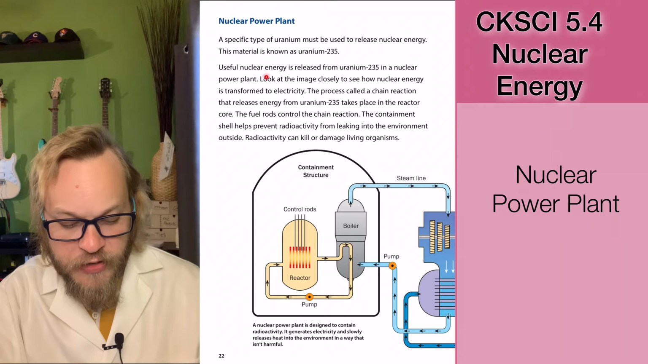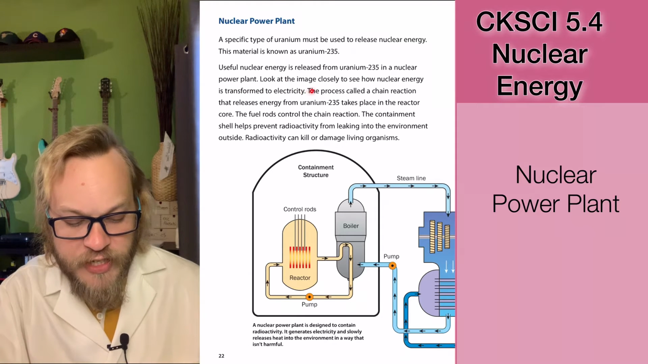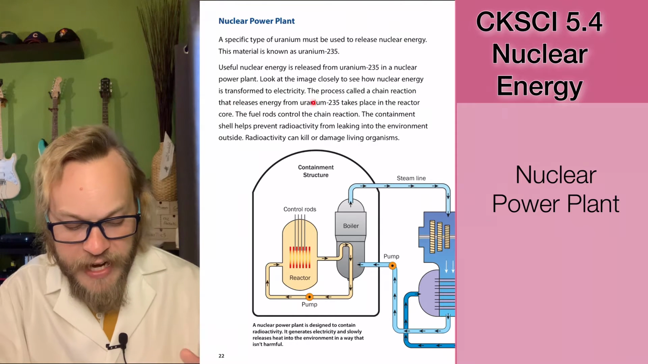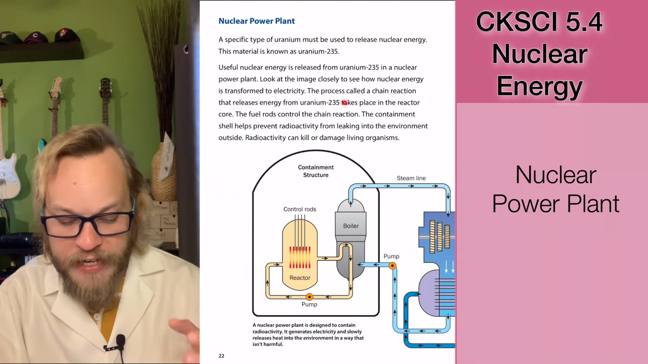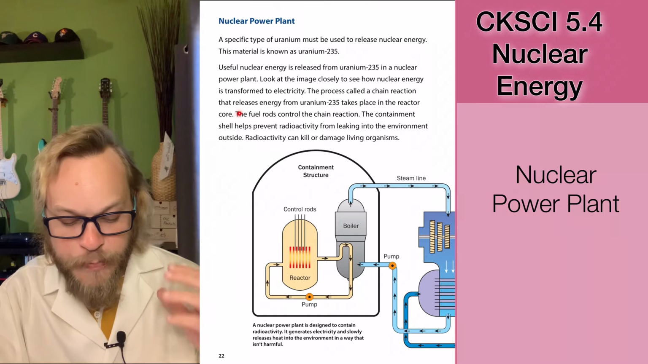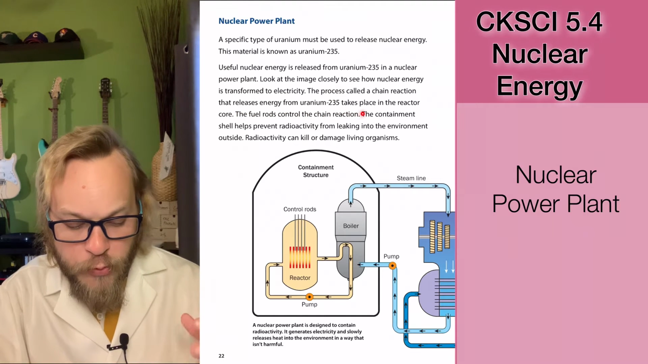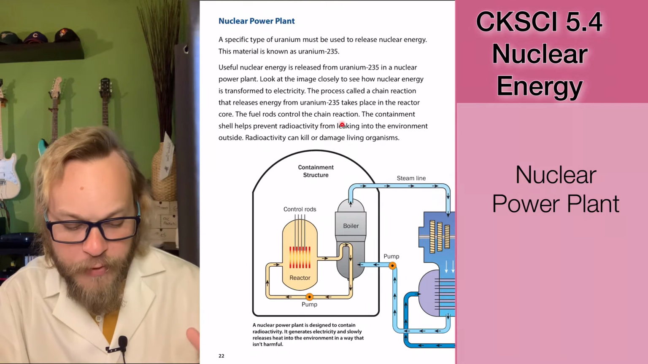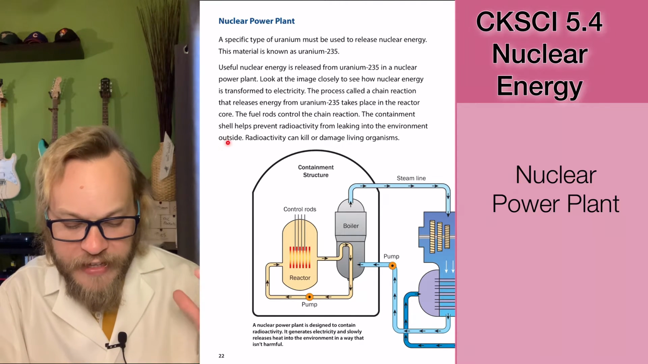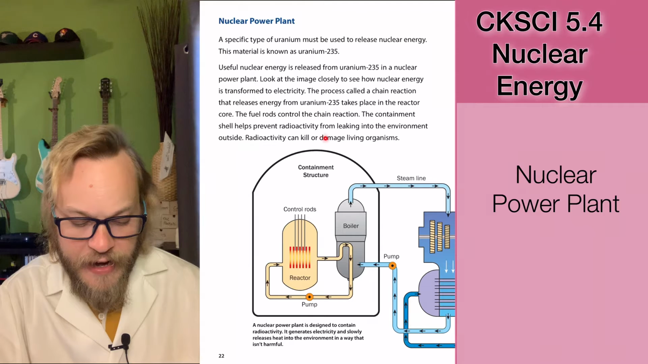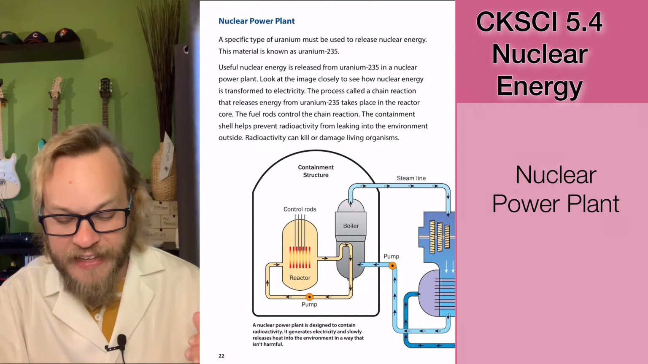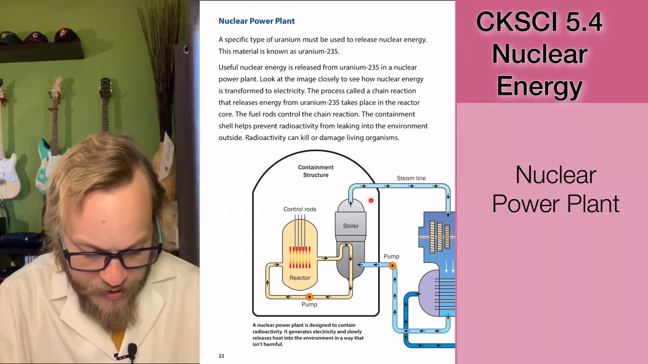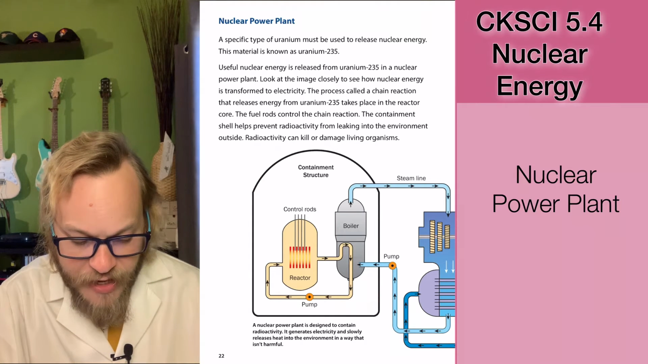Look at the image closely to see how nuclear energy is transformed to electricity. The process is called a chain reaction that releases energy from uranium-235, takes place in the reactor core. The fuel rods control the chain reaction. The containment shell helps prevent radioactivity from leaking into the environment outside. Radioactivity can kill and damage living organisms. So here we have our reactor. It's all contained in this giant concrete structure.